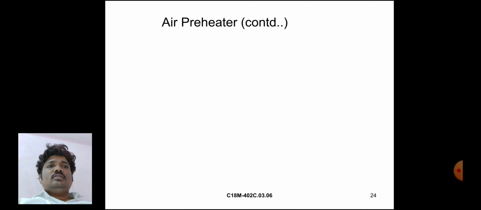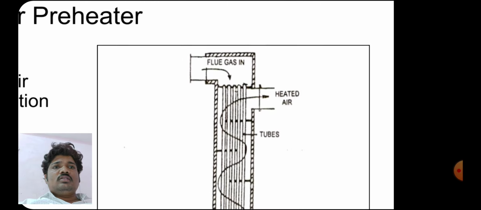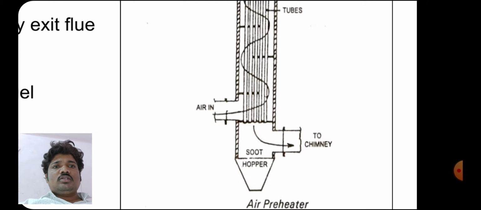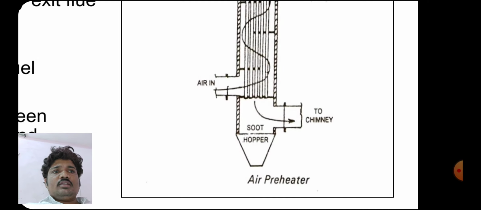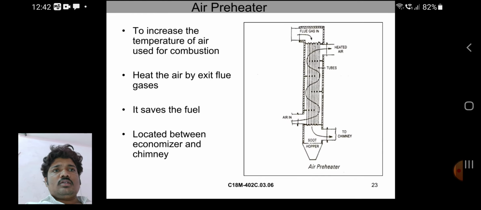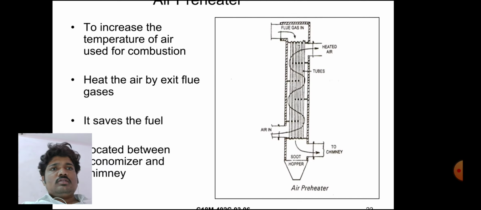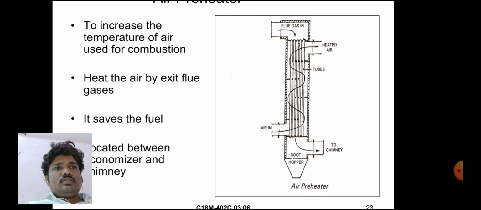Air preheater, as shown in this figure. Flue gas in, heated air tubes, air in, soot hopper, to the chimney. These components are there in the air preheater. See this figure.